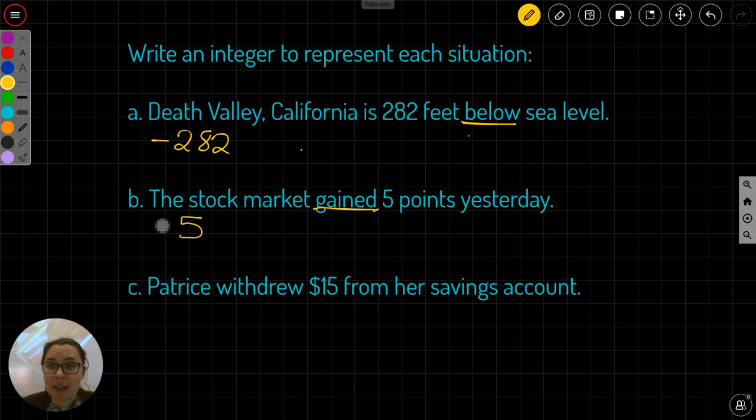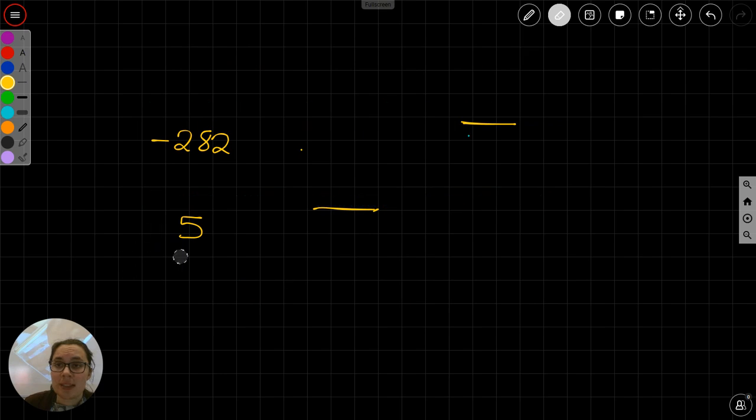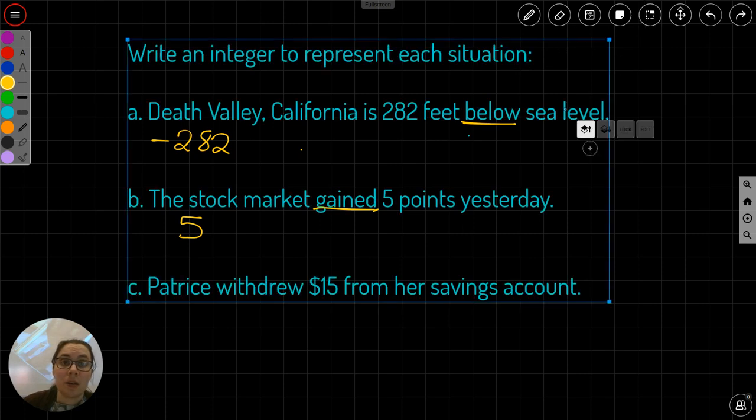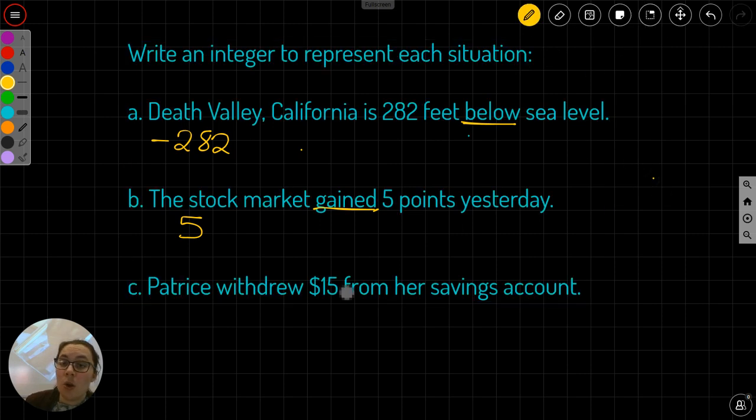Now, you don't have to write positive 5. That's not a thing you have to do. If a number is not negative, it is assumed to be positive. Every number that isn't marked with a negative is assumed to be positive.